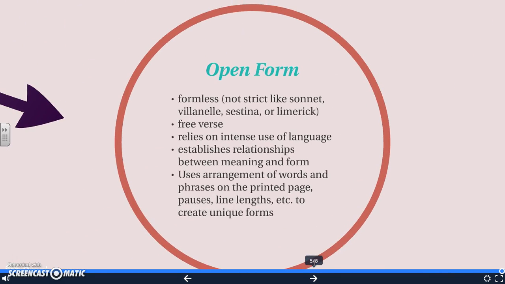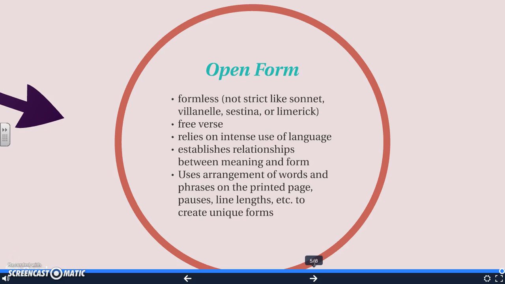Okay, the last one here is what we call open form poetry. This is where we get the idea of free verse. We've done blank verse, we've done strict forms, fixed forms, and now we have free verse. So this is where there is no form. It doesn't matter what it looks like, what it feels like. It's all over the place.